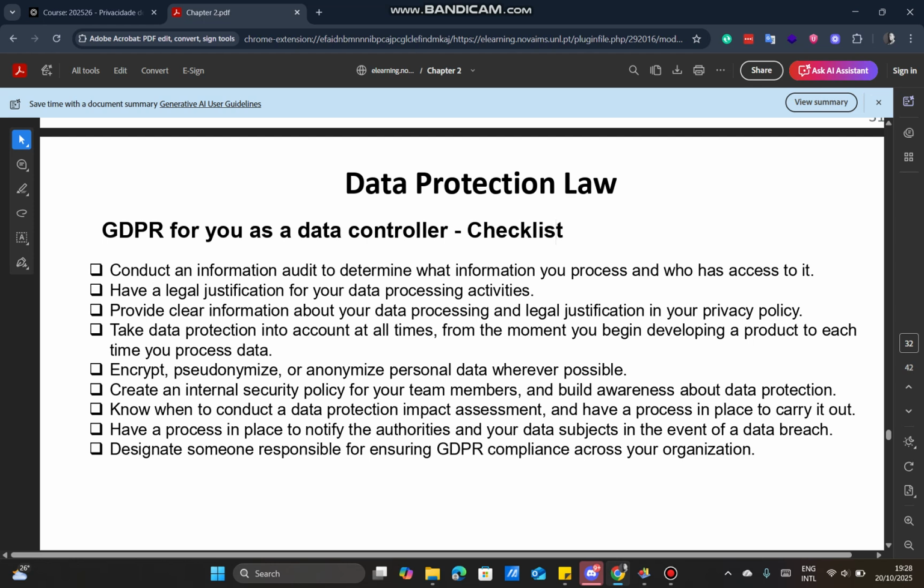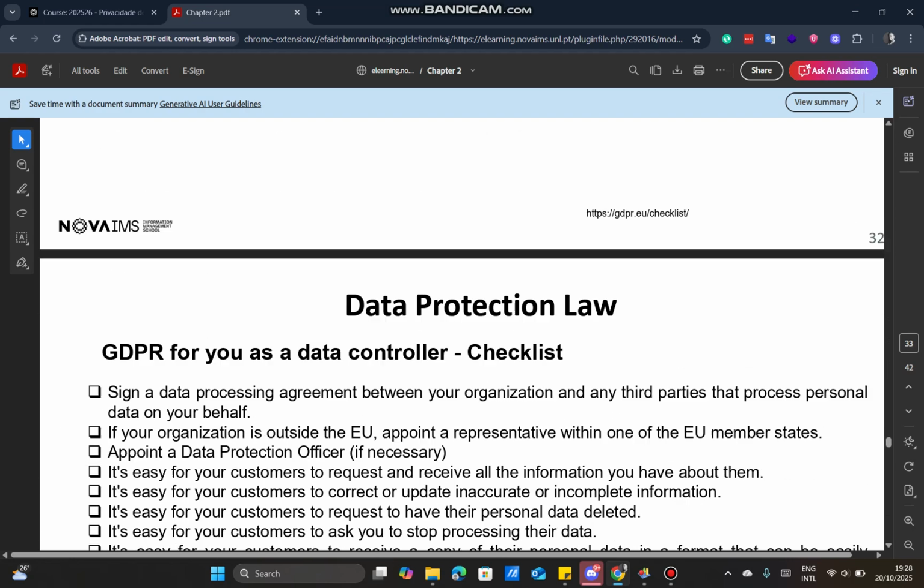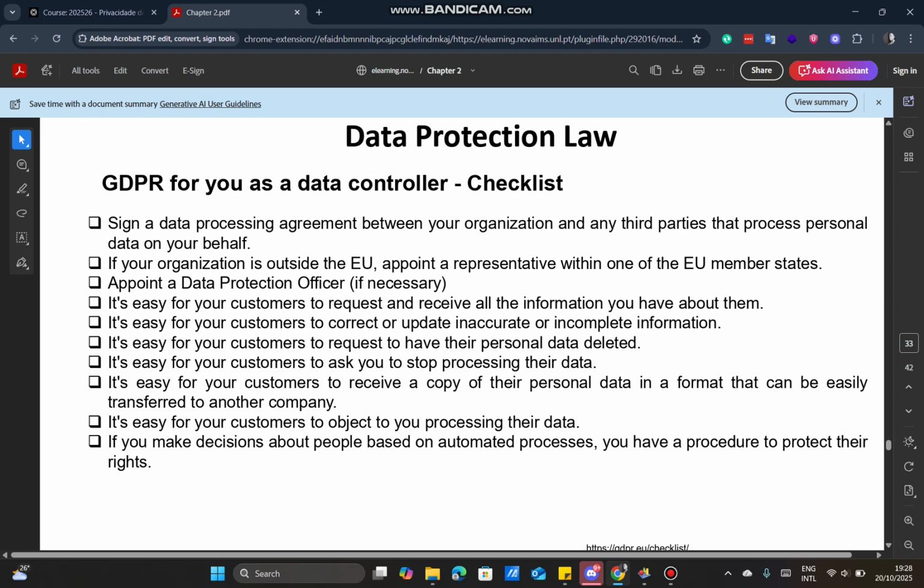You need to designate someone responsible for ensuring GDPR compliance across your organization. Usually this is the data protection officer, the DPO. Okay. And so it continues. We have the data processing agreement between your organization and any third parties that process personal data on your behalf. Okay. You need to have sort of a contract. Okay. And if your organization is outside the EU, you need to appoint a representative within one of the EU member states. Okay. You need to appoint a data protection officer if necessary.